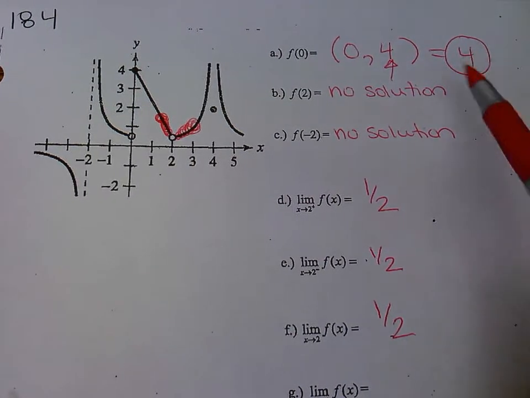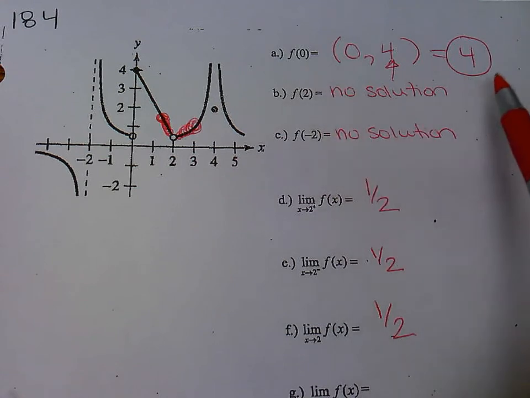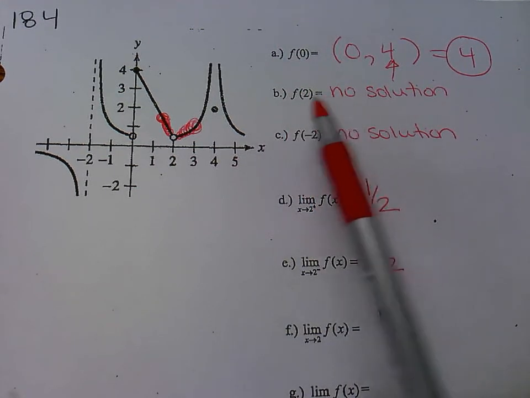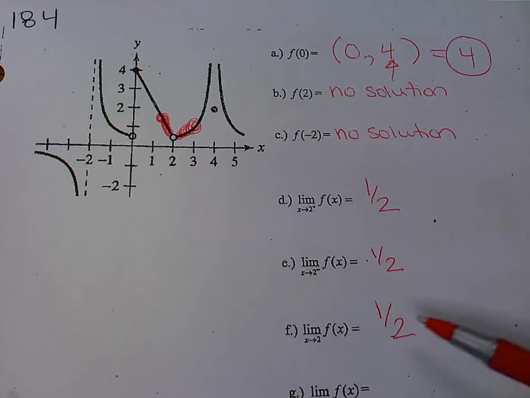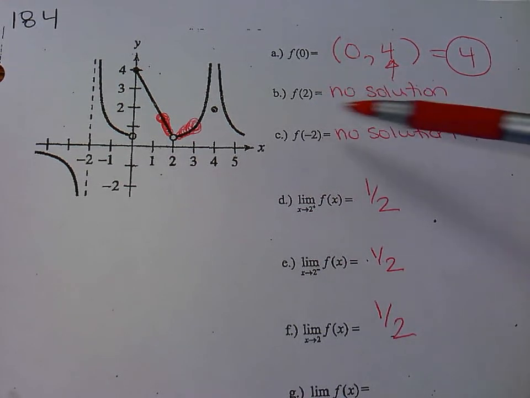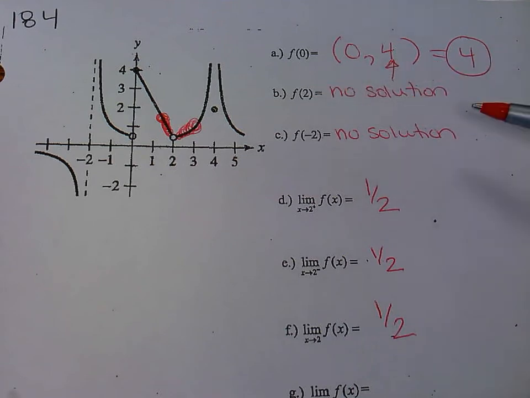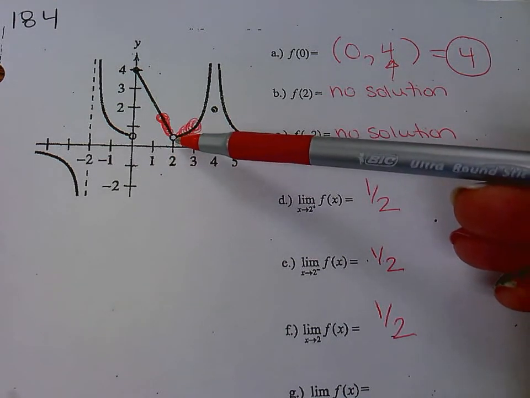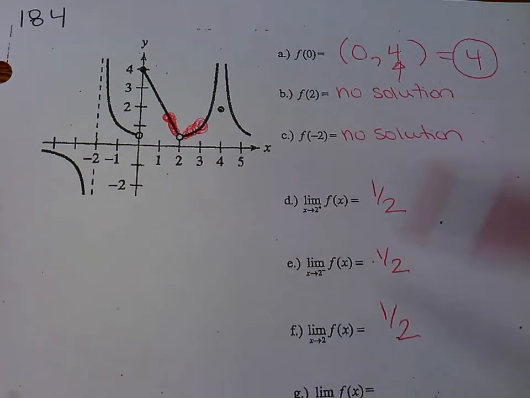So even though we said f of 0 is 4, f of 2 is no solution, the limit actually exists. So even though there was no solution, there's no direct value for 2, comma whatever, it would have been 2, comma 1/2 if the point had been there. So there's a difference between the notation.